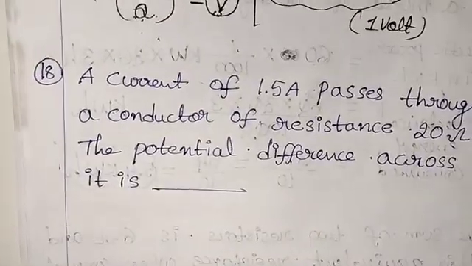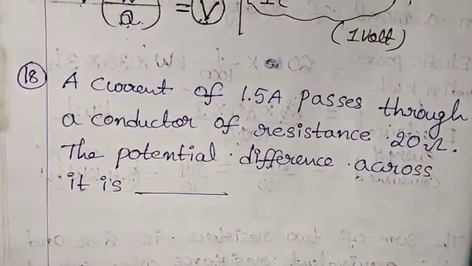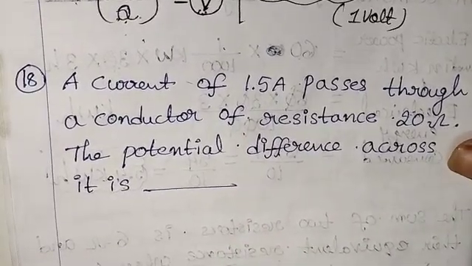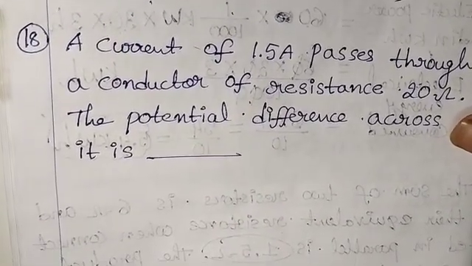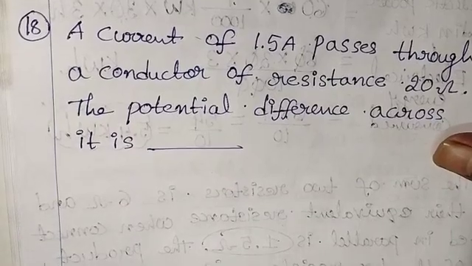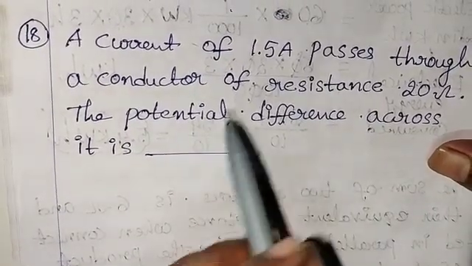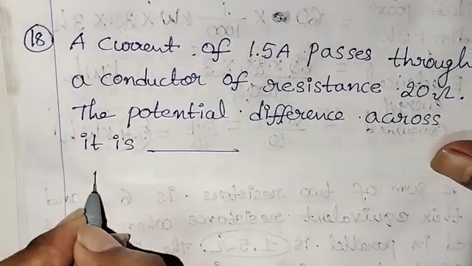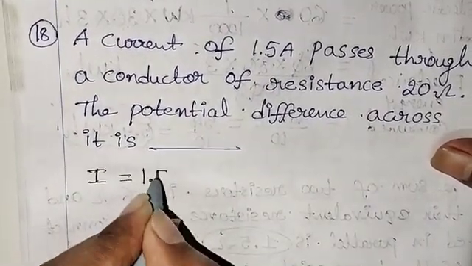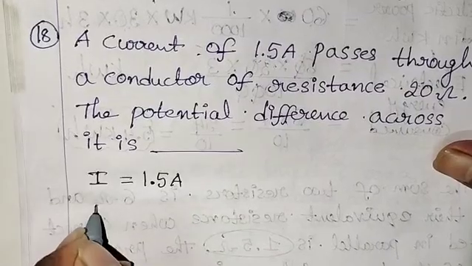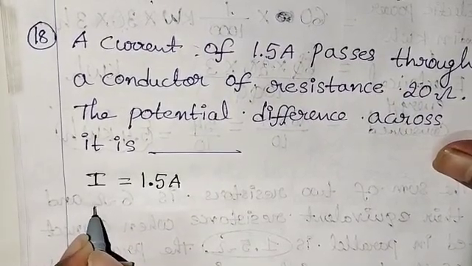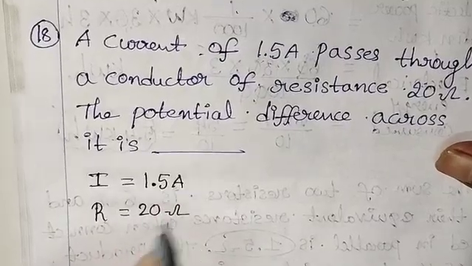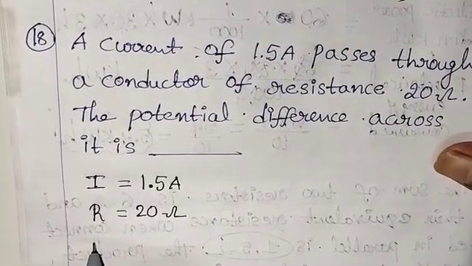Next question. A current of 1.5 amperes passes through a conductor of resistance 20 ohms. The potential difference across it is? So I is equal to 1.5 amperes, and it passes through a conductor of resistance R, which is given as 20 ohms. The potential difference across it is... So potential difference is also known as voltage.